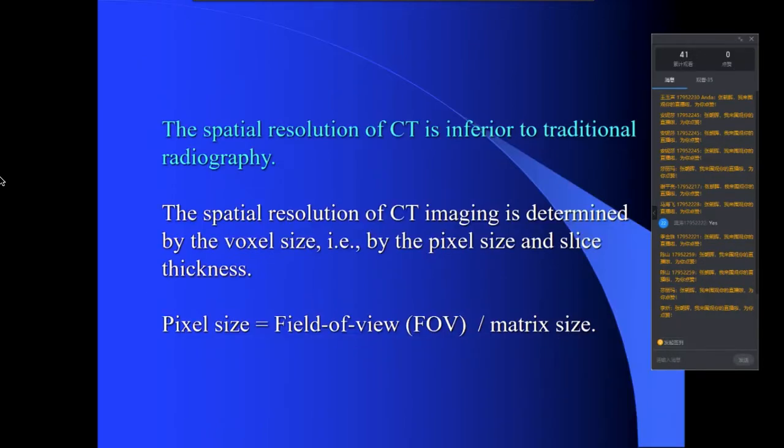However, the spatial resolution of CT is inferior to traditional radiography because of the size of the pixel. The spatial resolution of CT imaging is determined by the voxel size, which is equal to the size of the pixel multiplied by the slice thickness. And the pixel size is equal to the field of view divided by the matrix size. The field of view is the size of the displayed image. And the image matrix comprises columns and rows that define elements or pixels within an image.